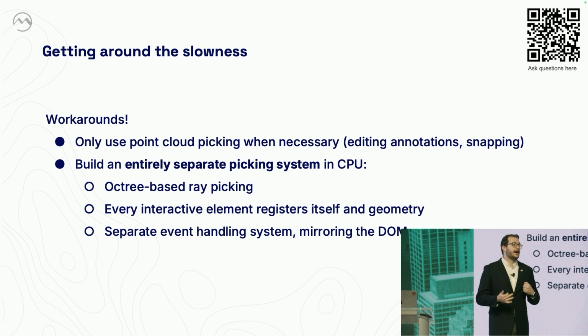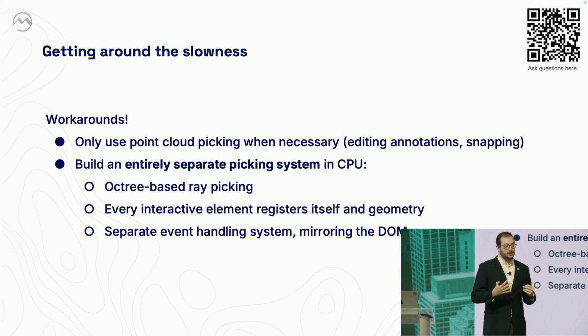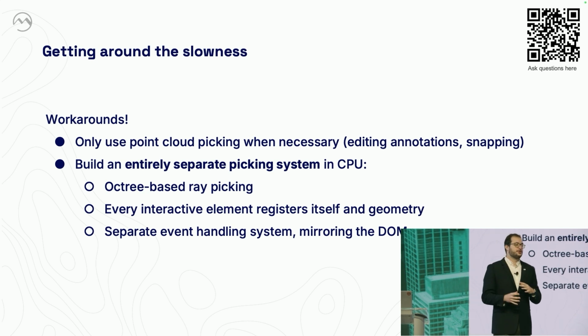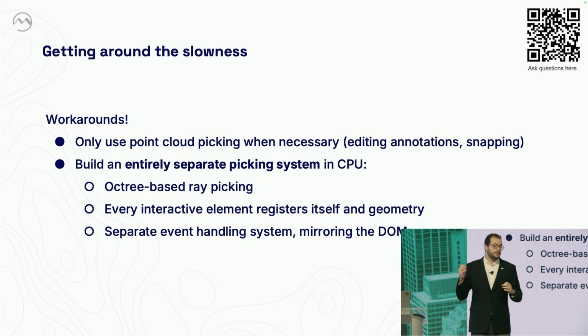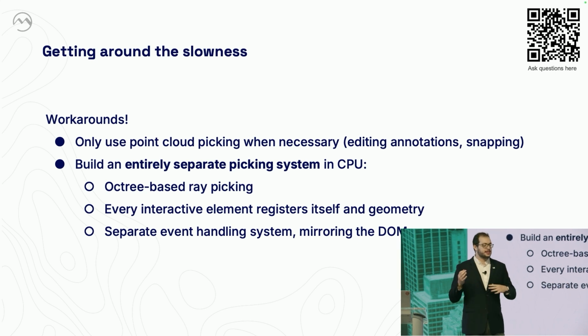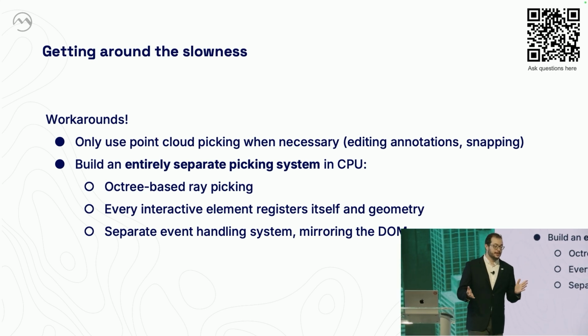Most of the time you're in CAD, you're not actually in the place point tool. You're in the moving around tool, or you're in a drape tool or anything else. So we would only use this point cloud picking, which would drop us to 2 frames a second, precisely when needed. And then for the rest of the application, we had to build this entirely separate picking system in the CPU using something called an Octree, which we'll get to in a bit.